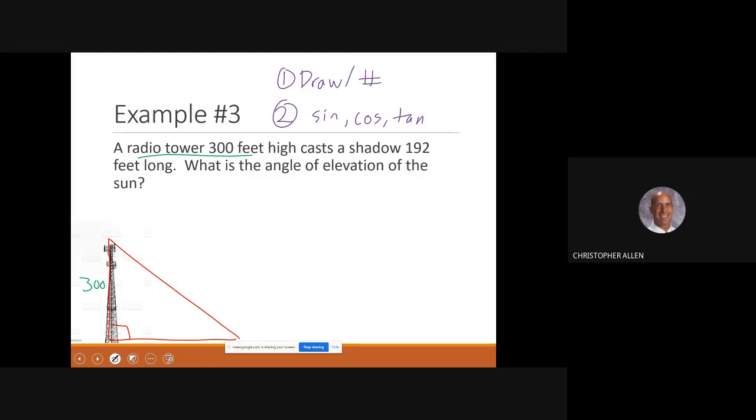It says that it casts a shadow, so this would be the shadow here. If the sun's up over here, the shadow is going to come down like this. So this shadow is 192 feet. Now it's asking us, what is the angle of elevation to the sun? So let me put a sun over here. This isn't going to be a very good picture because the sun will be probably way up higher. Okay, so here's the sun, right? So it's casting this shadow of the radio tower.